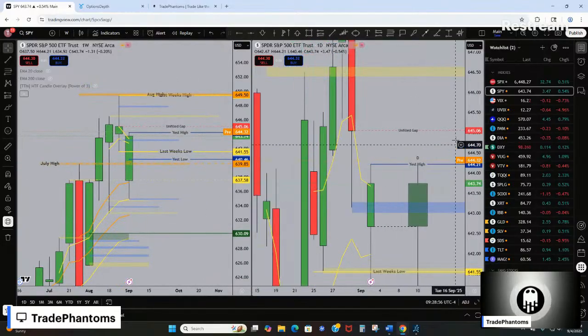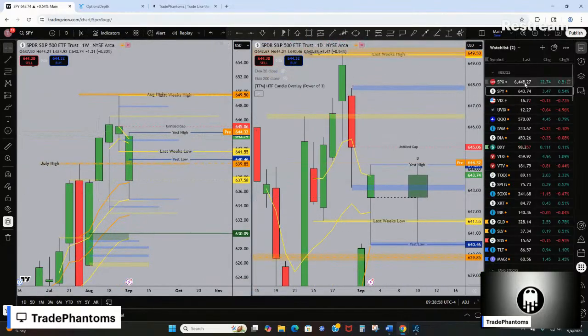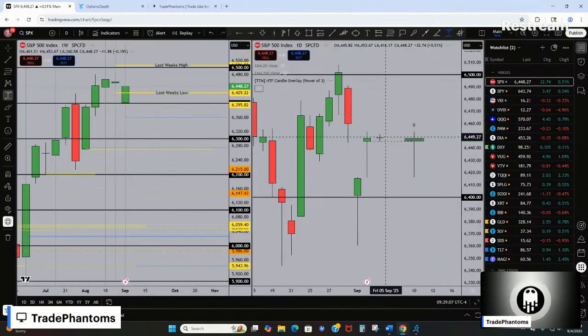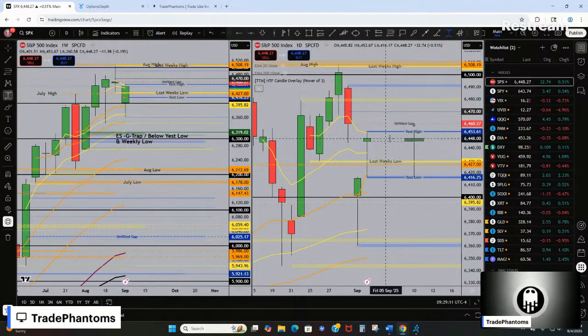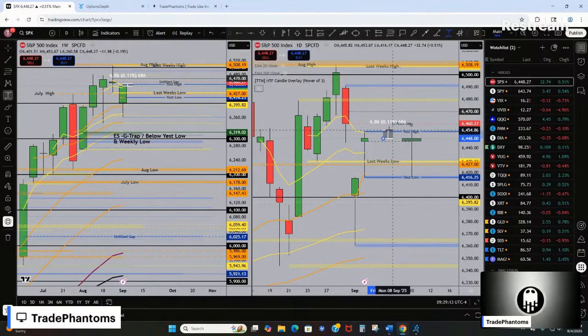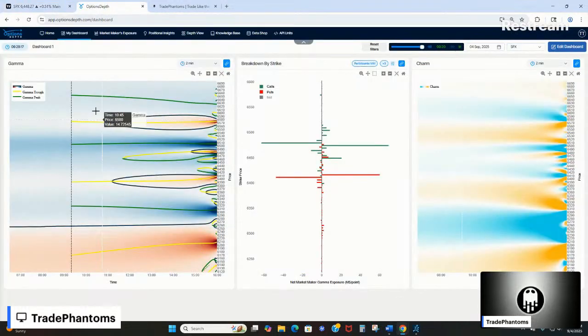So I kept up above yesterday's high. Up a measly 0.9%. SPX. Let me just get the OD real quick, options depth. Implied open 64.55, 64.50-ish, give or take. Why is that important?